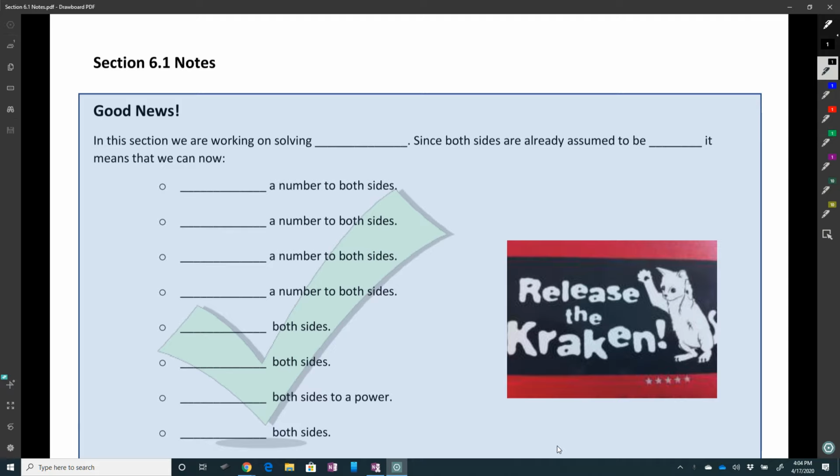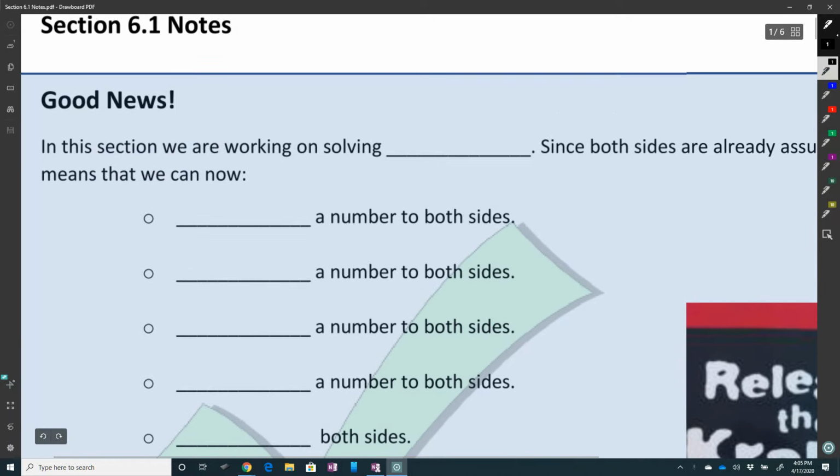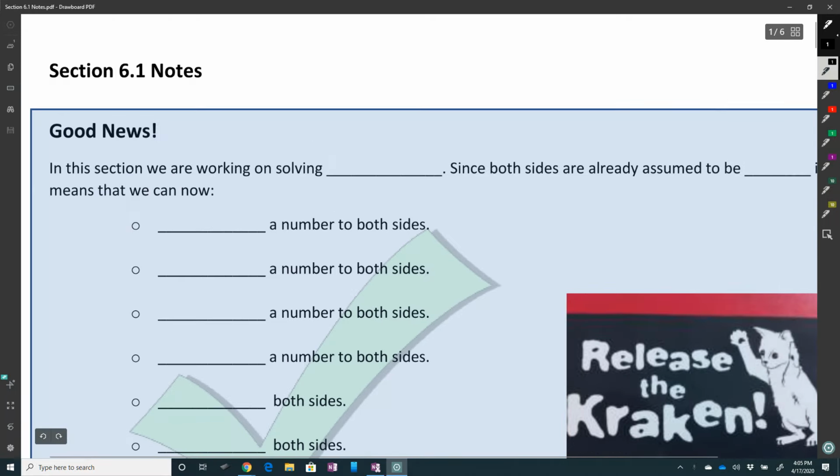So, some good news. We're in chapter 6.1 now, and in this section there's only going to be three sections: 6.1, 6.2, and 6.3. And then after that, we're having our exam. So, why is it good news? Because in this section, we're working on solving equations.